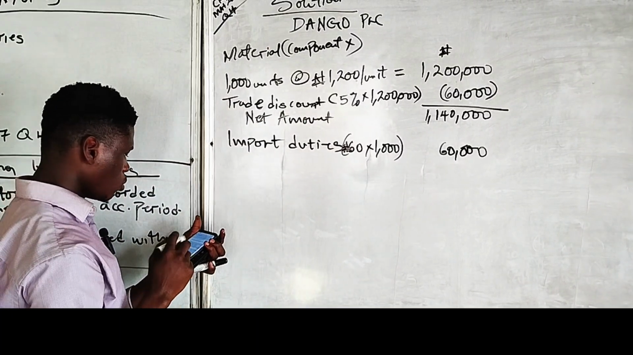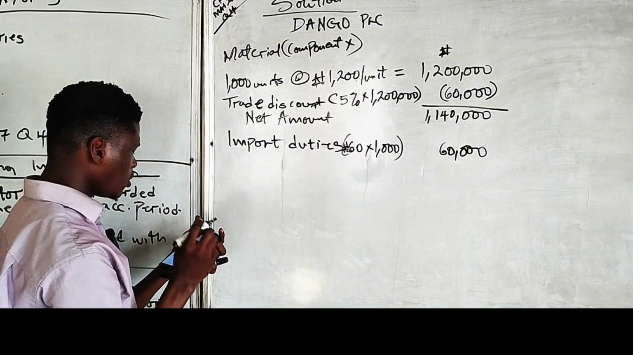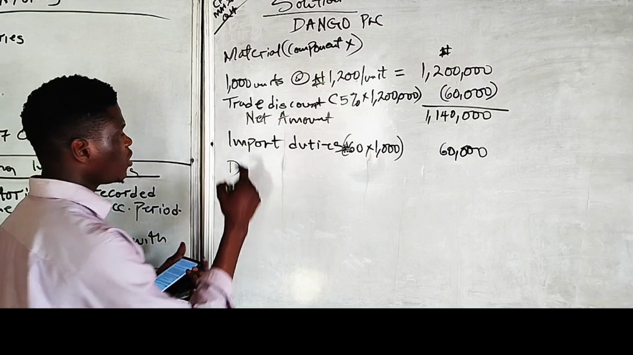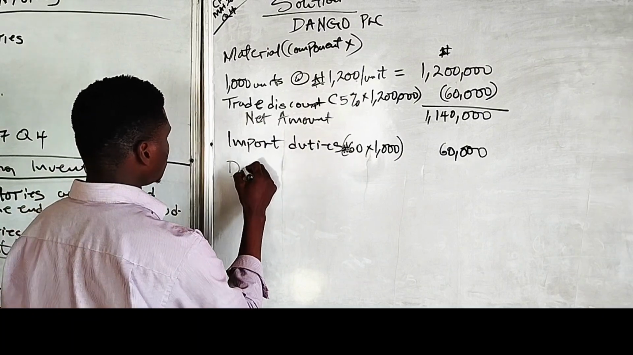Then it also says once the goods are released, Dango PLC must pay a delivery cost. Delivery cost, just like transportation cost or carriage cost, just like we explained. Delivery cost now.